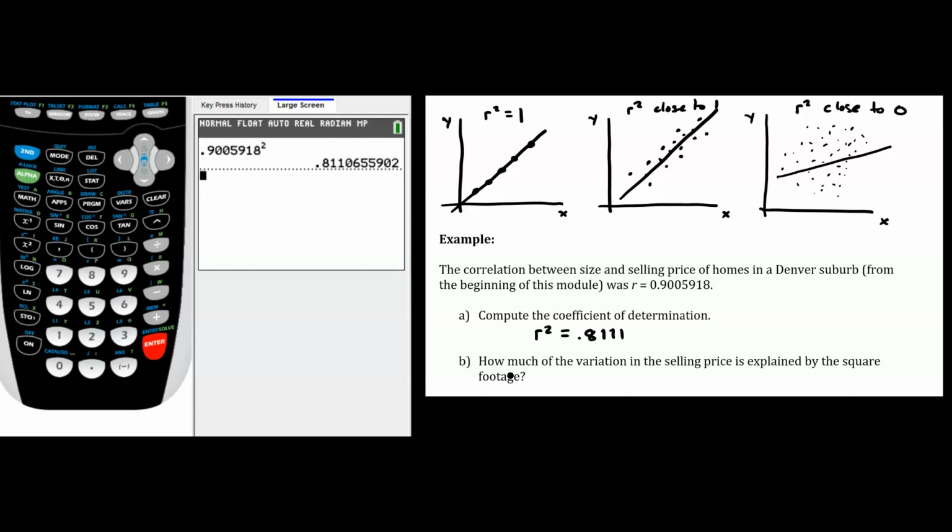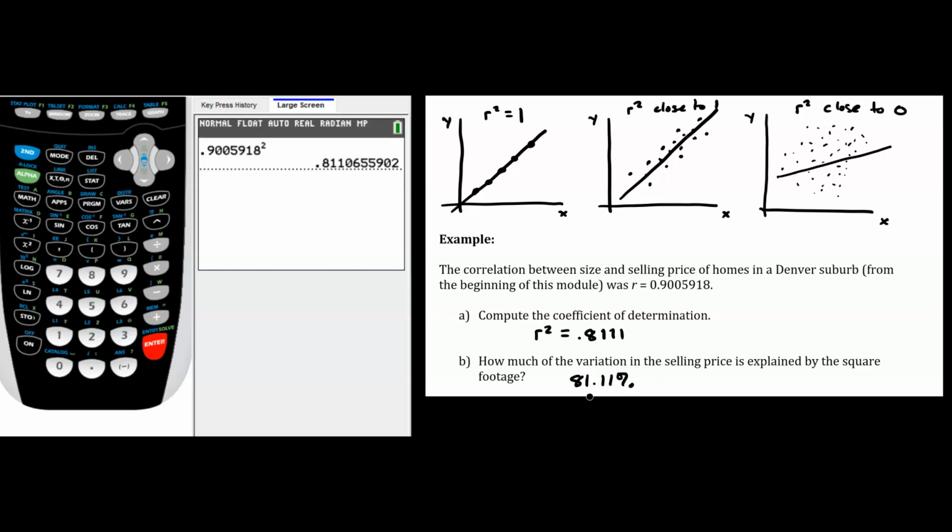And so in the context of the example with the size and the price of the homes, we are saying that 81.11% of the variation in the selling price is explained by the square footage. So that is how we are going to be interpreting this coefficient of determination. You just take that number and you rewrite it as a percent. And then that means that 81% of the variation in the outcome variable is attributed to our regression line, or is attributed to the predictor variable from our regression line.